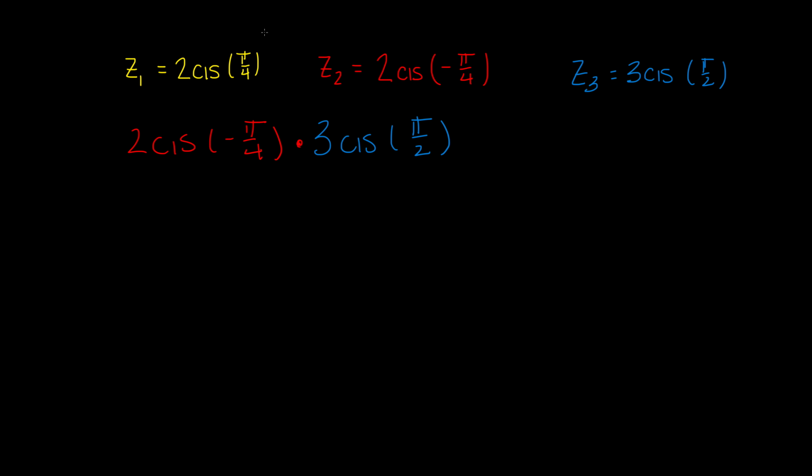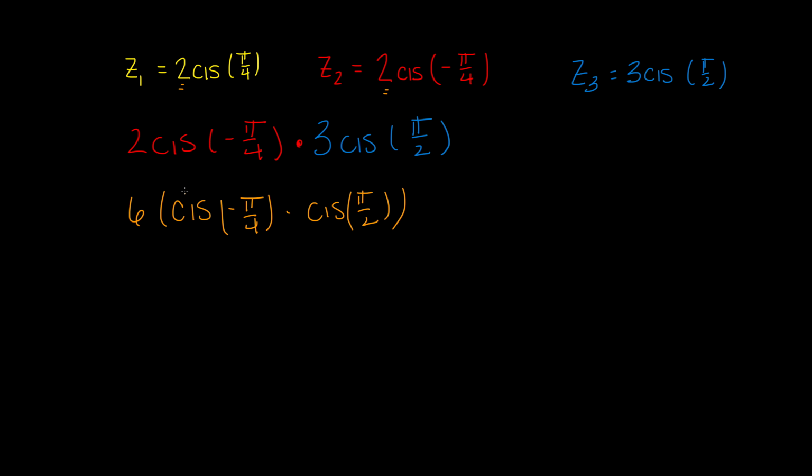All right, now what I noticed on that last one is that when we multiplied Z1 and Z2, we got 4 because we multiplied the coefficients. I do that right away. So I'm going to have 6. And then I have CIS negative pi over 4, and then CIS pi over 2.